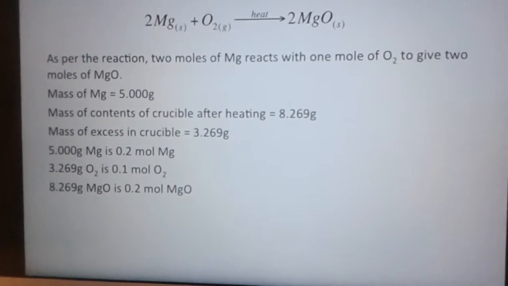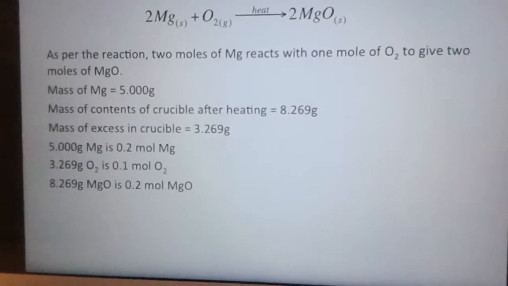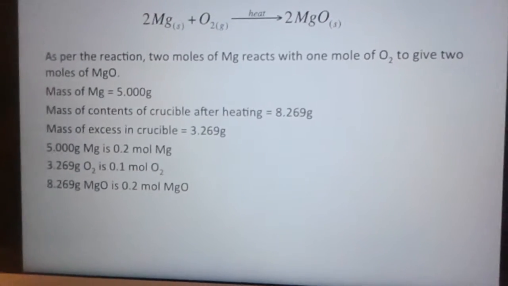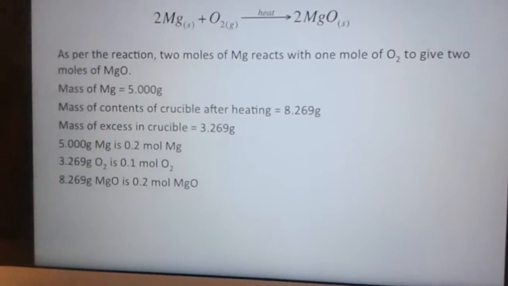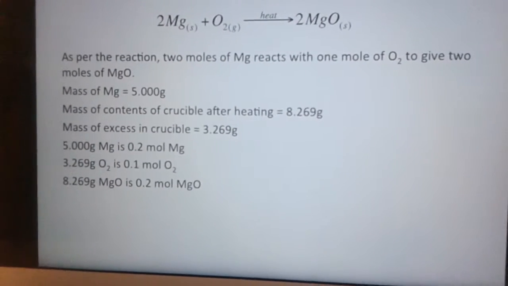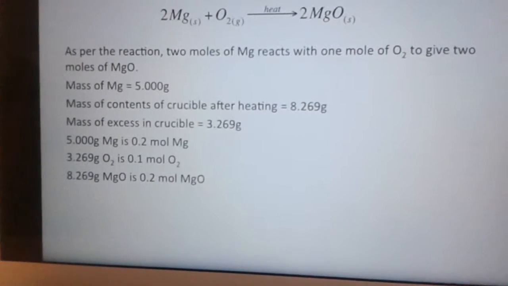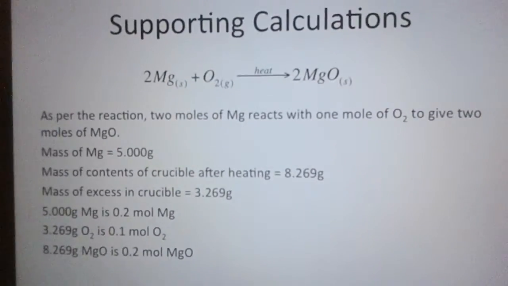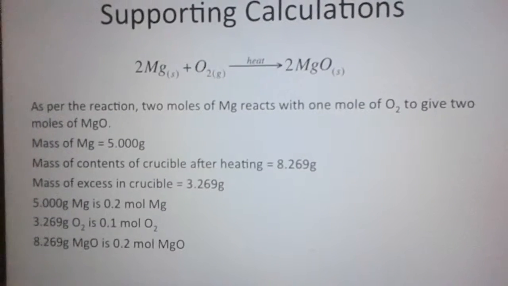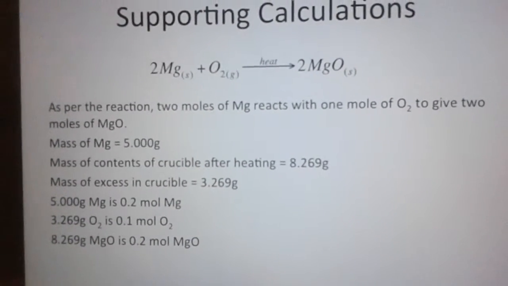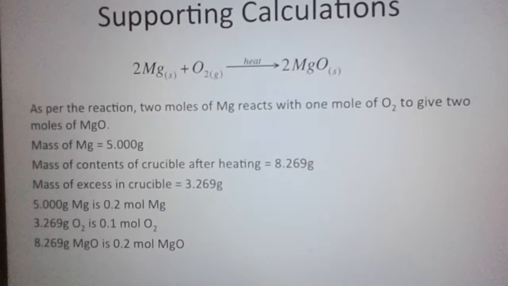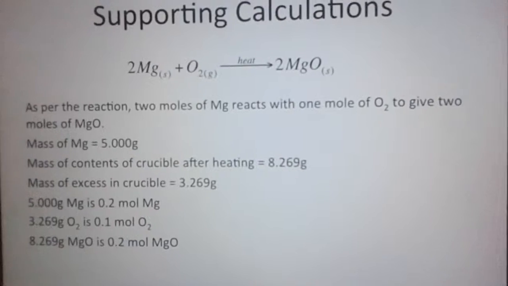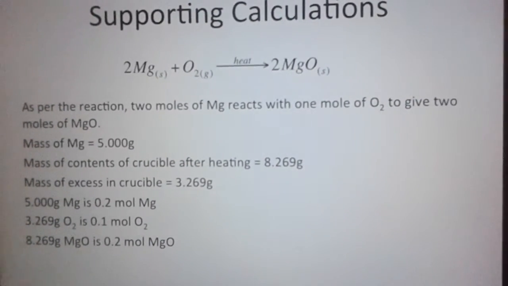We know that 5 grams of magnesium are 0.2 moles of magnesium, and 3.269, the excess mass, is exactly 0.1 moles of oxygen, O2. Thus, the following equation occurred. Two molecules of magnesium reacted with each molecule of O2, oxygen gas in the air, and formed with heat magnesium oxide, 2 molecules of magnesium oxide. We have proven this here.